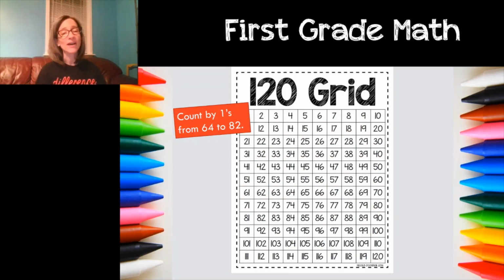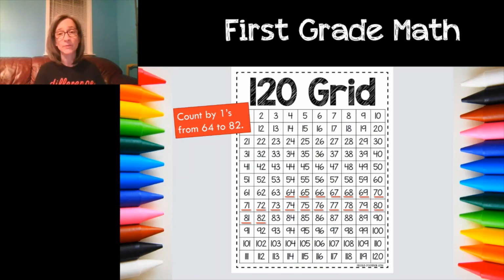Now, we don't have to start at 1 and go all the way to 120. We know that we can count on by ones starting at any number. Let's count by ones from 64 to 82. Find your number 64. Let's go. 64, 65, 66, 67, 68, 69, 70, 71, 72, 73, 74, 75, 76, 77, 78, 79, 80, 81, 82.